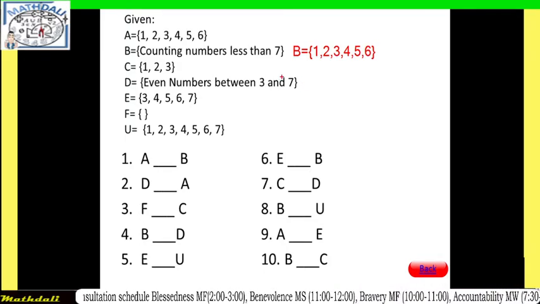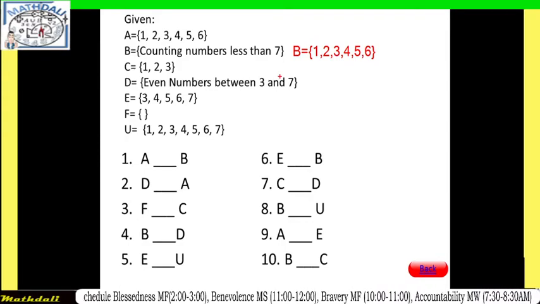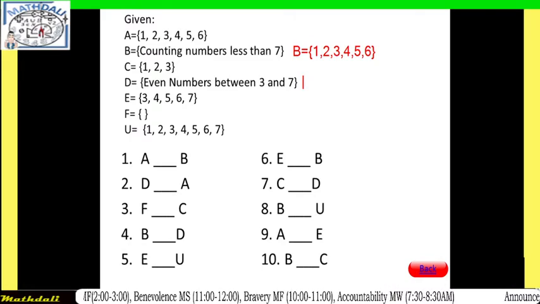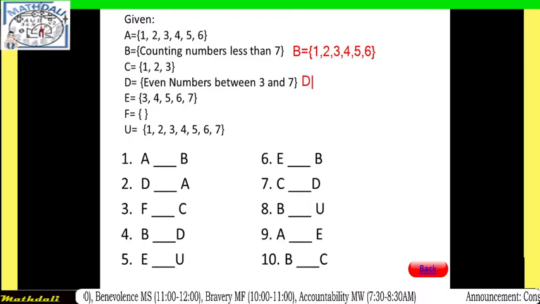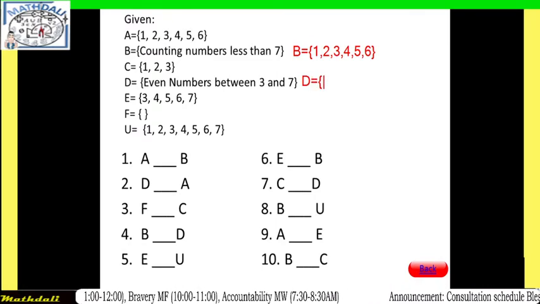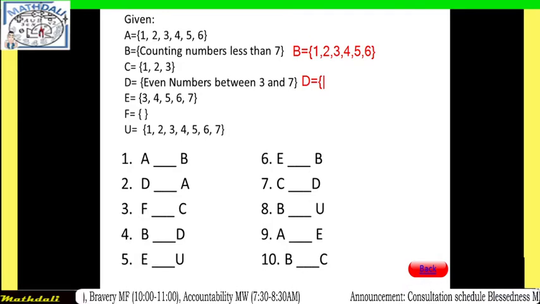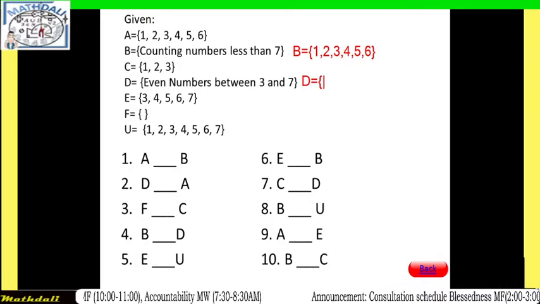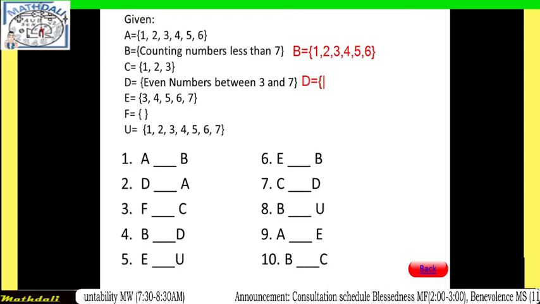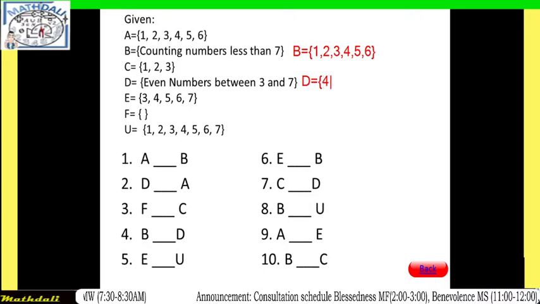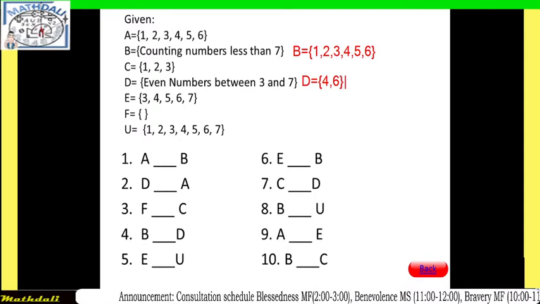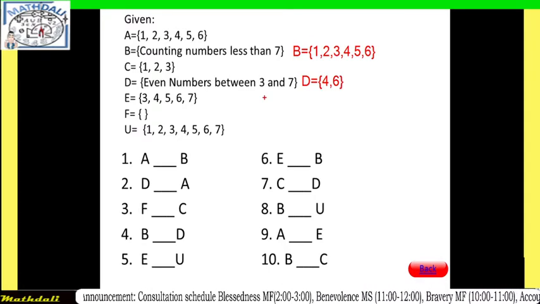Set D. Naka-verbal description din po yan, so kailangan natin i-express yan sa roster form. We're going to list down the elements of set D. These are even numbers between 3 and 7. Even numbers lang na mas malaki sa 3 at mas mababa sa 7. So we have 4 and 6. That is the even numbers in between 3 and 7.